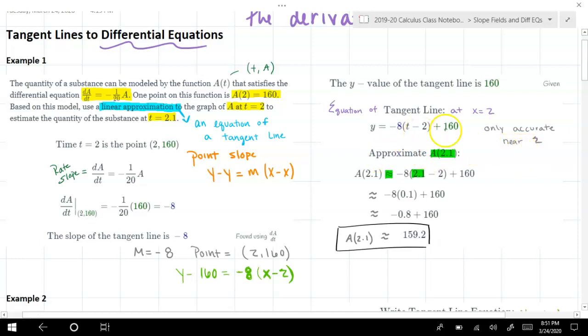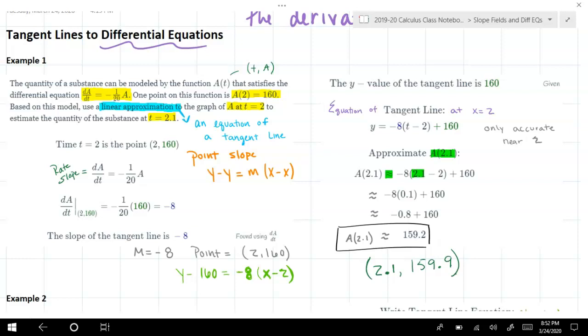So we're now going to use this equation of the tangent line at 2 to approximate 2.1. So A of 2.1 is approximately, same equation, replace t with 2.1, and we get approximately 159.2. This is the y value, and the x value is 2.1. So we just use the equation of the tangent line at 2 to approximate the value at 2.1.